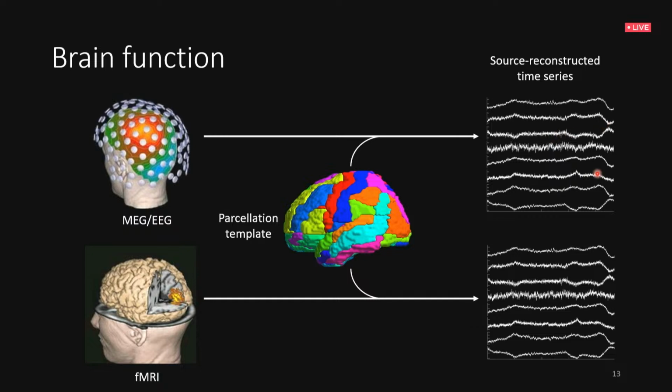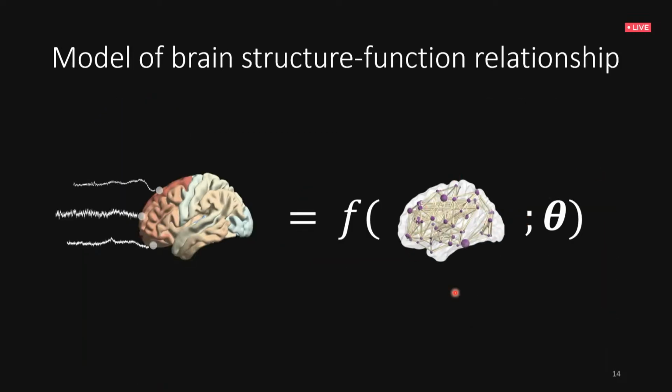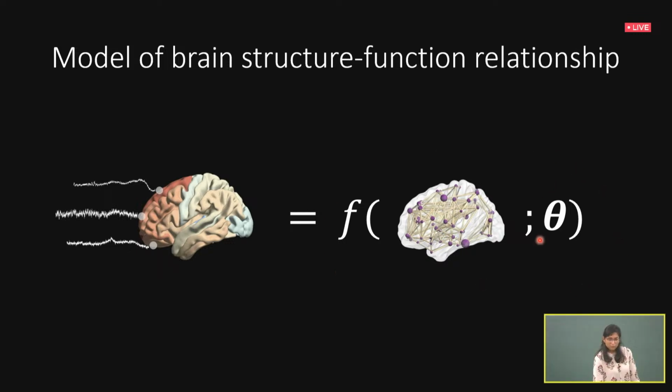we can extract various features that might be of interest and compare between two different conditions. Now the whole idea is, given the structural network, can we write down a mathematical model in terms of some model parameters?